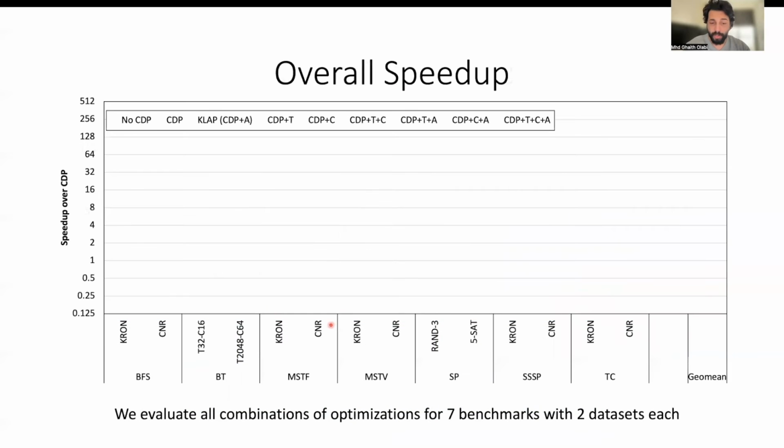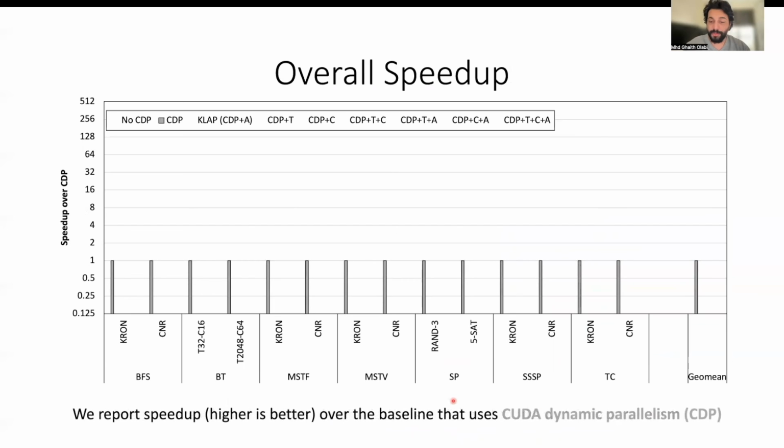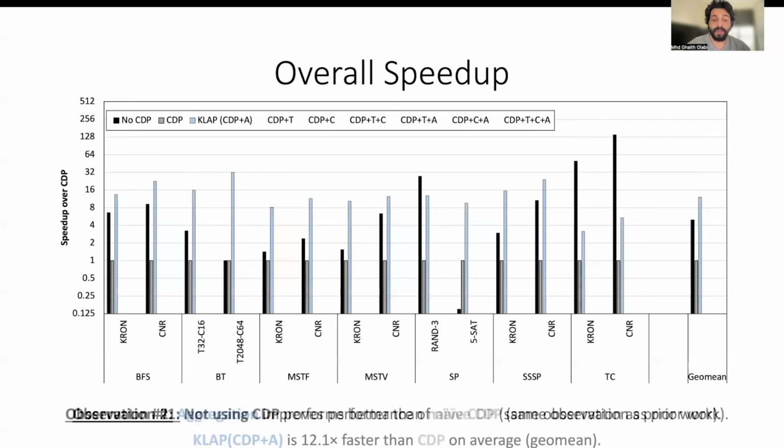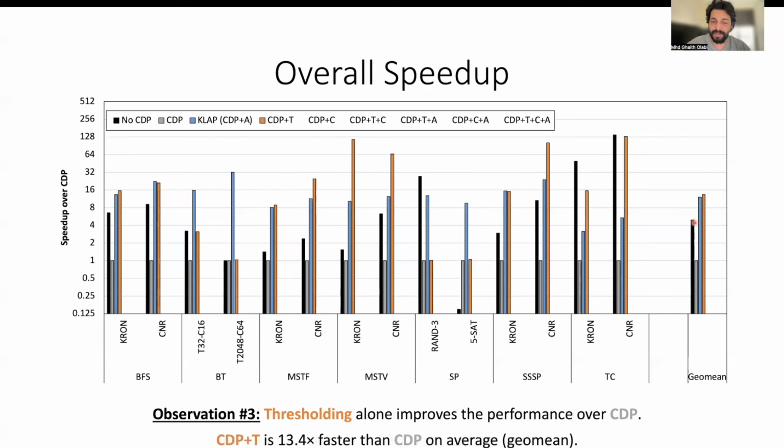To really see the speedup, we evaluate all the combinations of our optimizations for 7 benchmarks with 2 data sets each. We compare to a baseline that uses CUDA dynamic parallelism, CDP. Our first observation is that not using CDP at all is better than using it naively. Aggregation by itself improves the performance over CDP. Also, thresholding by itself improves the performance over CDP.